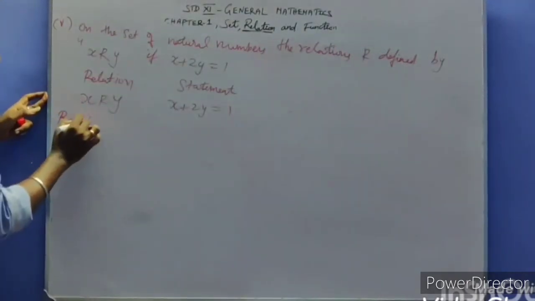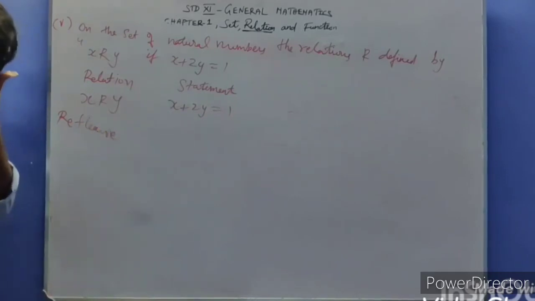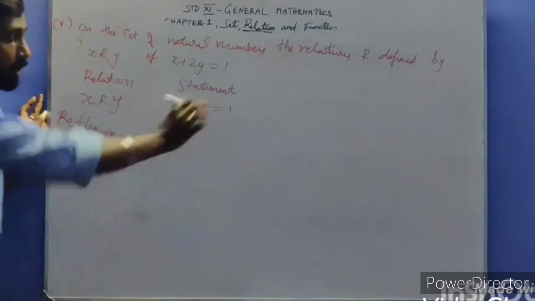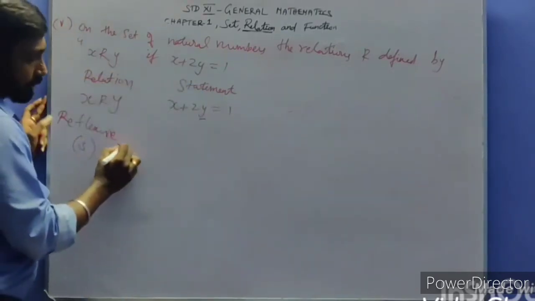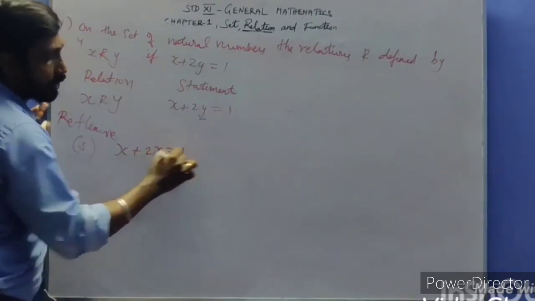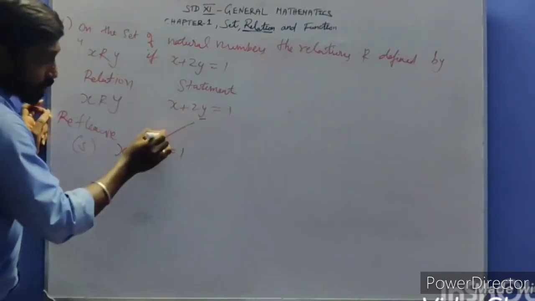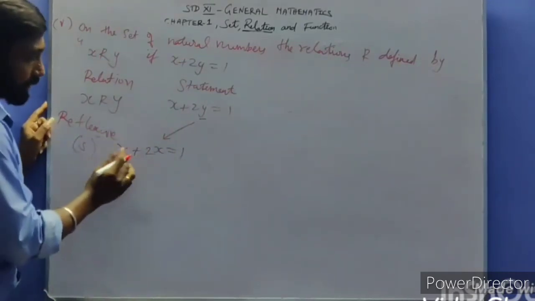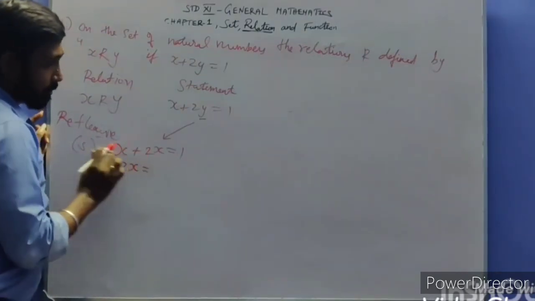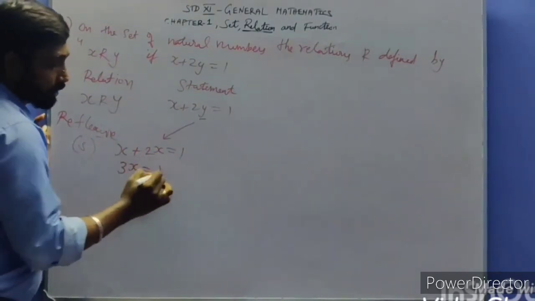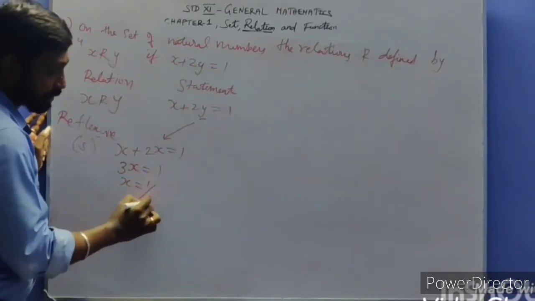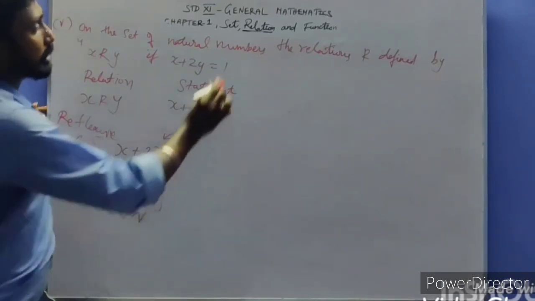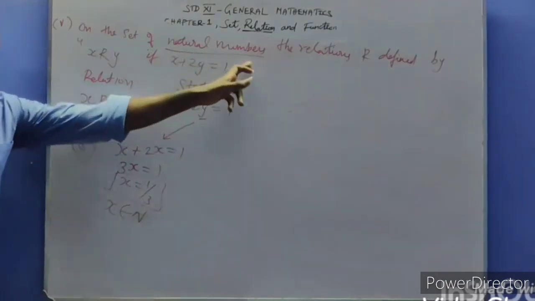So first we have to find out reflexive. What is the statement they have given? Reflexive means itself, so you have to write x plus 2x equal to 1. You are changing y equal to x because reflexive means itself. So x plus 2x means 3x, 1 plus 2, 3x equal to 1. Then x is equal to 1 by 3. So x belongs to what? The question says it will be natural numbers.